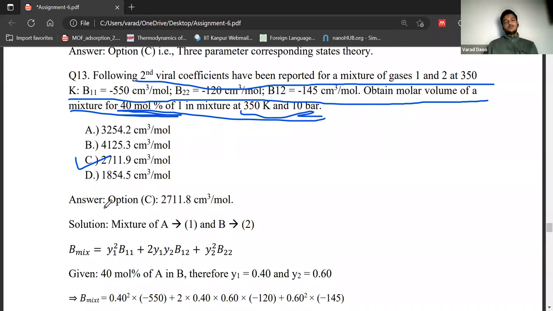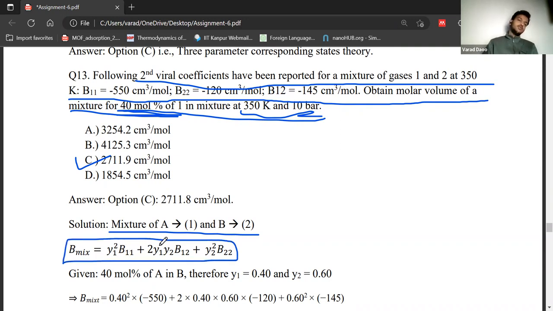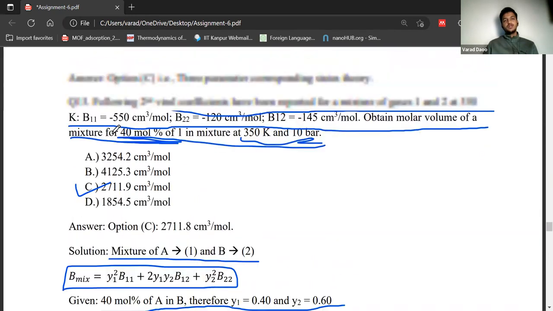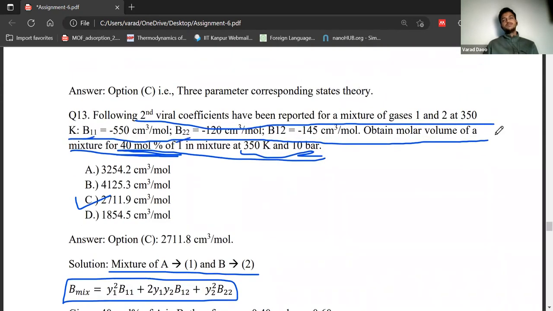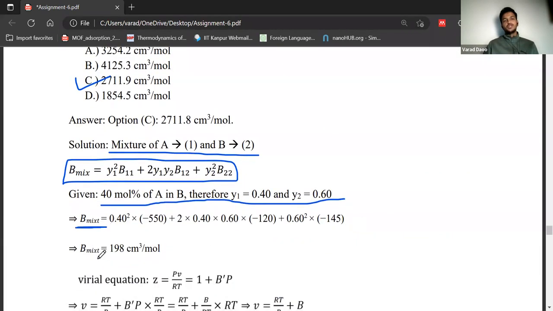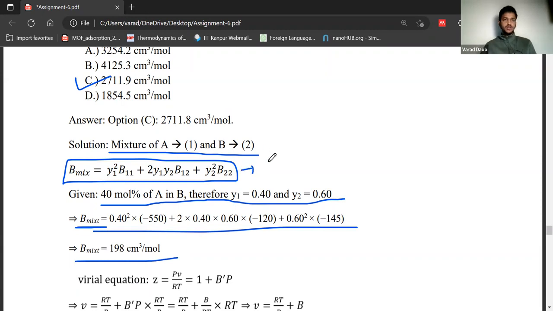Okay. So we'll start. So we have a binary mixture of A and B, and we know that the mixing rule is this, right? B mix is y1 square B11 plus 2 y1 y2 into B12 plus y2 square B22, right? We are given that it is 40 mole percent A, and therefore the mole fraction of B will be 1 minus 0.4, that is nothing but 0.6. So then using this information, we are given the individual virial coefficients and we are asked to find the B of the mixture. So we calculate the B of the mixture using this formula and known values. We put in this expression and then we find that B mixture is nothing but this.